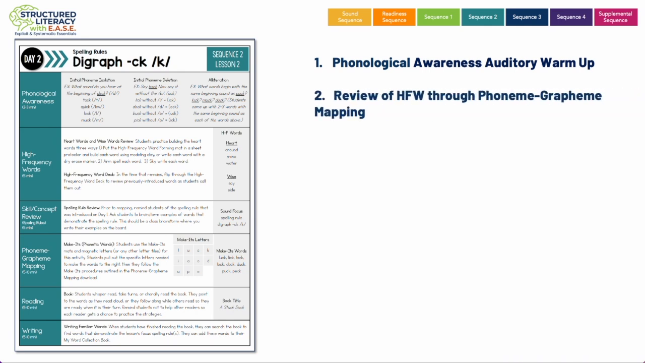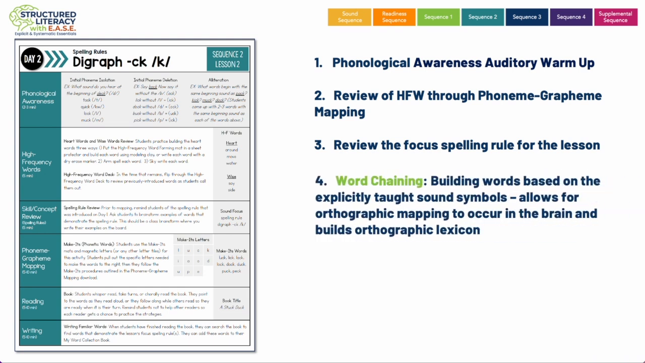We now will review the new high frequency words that we just explicitly taught in day 1 of the lesson. So now we're reviewing those high frequency words again through phoneme grapheme mapping. Then we're going to review the focus spelling rule for this lesson, because this is a spelling rules lesson, focusing on that final CK digraph, that sound that is spelled with the k sound. And then, of course, we go into our word chaining activity. Now, this is where we're going to be building words based on explicitly taught sound symbols, which allows for that orthographic mapping to occur in the brain, which then builds a student's orthographic lexicon.